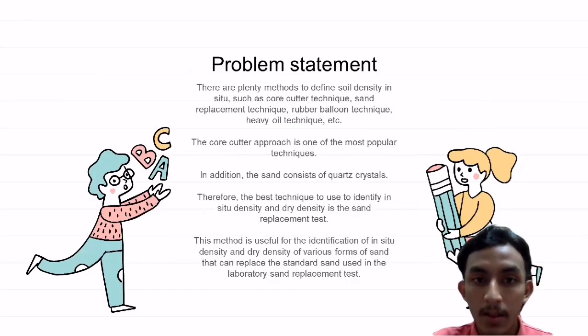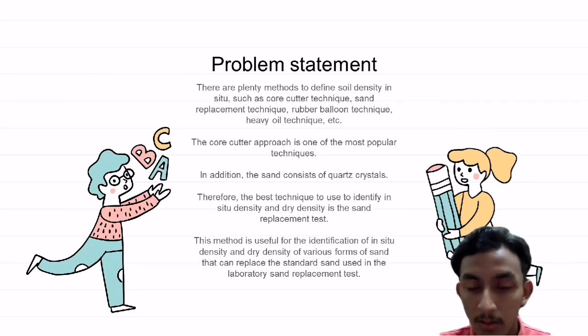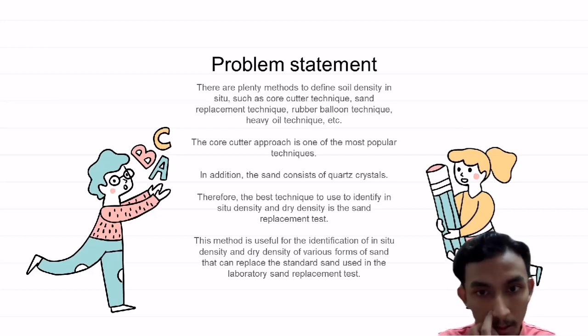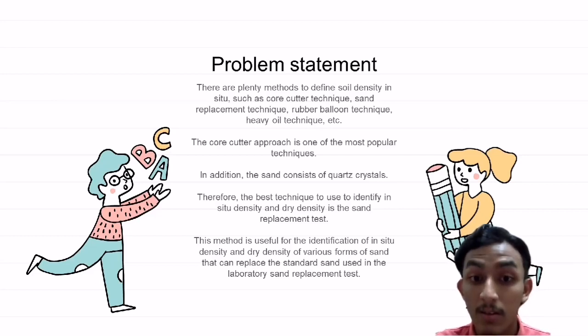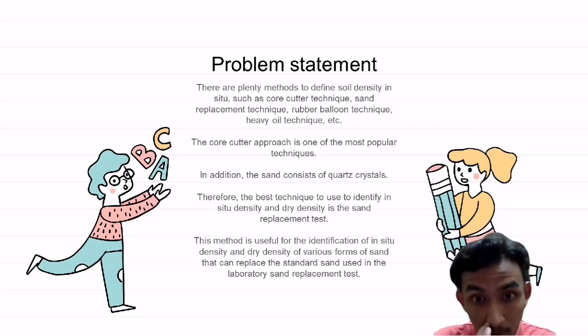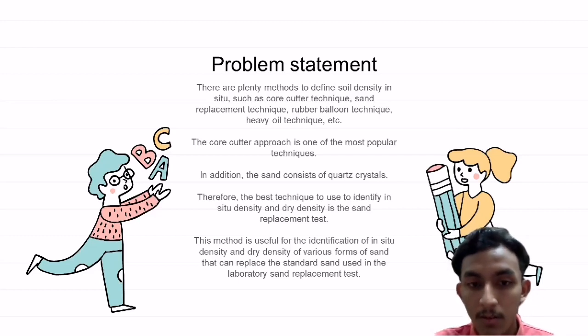Secondly, problem statement. There are plenty of methods to define soil density in situ, such as the core technique, replacement technique, rubber balloon technique, and heavy oil technique. The core approach is one of the most popular techniques. Therefore, the best technique to identify in situ density is the sand replacement test. This method is useful for the identification of in situ density and the density of various forms of sand that can replace the standard sand used in the laboratory sand replacement test.